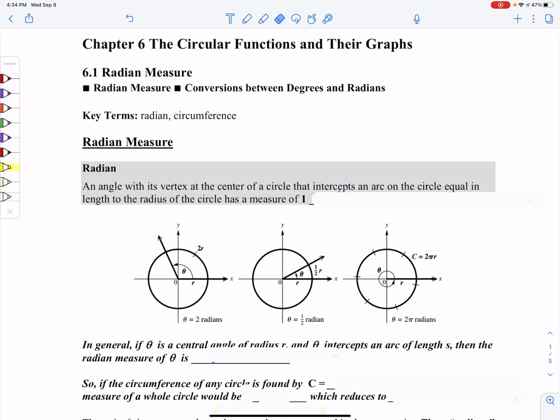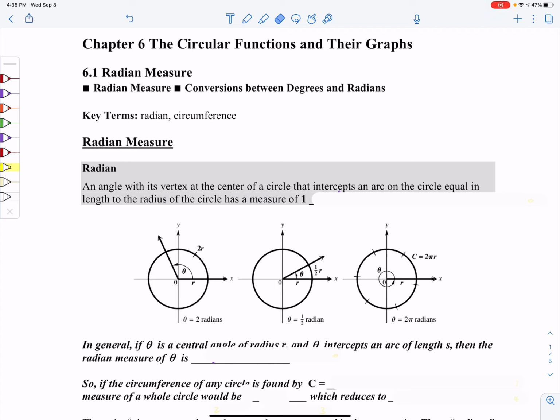But chapter 6 is all about radians. Chapter 5 is mostly about angles in degrees. So I want to introduce radians to you. Let's talk first of all very technically about what a radian is.